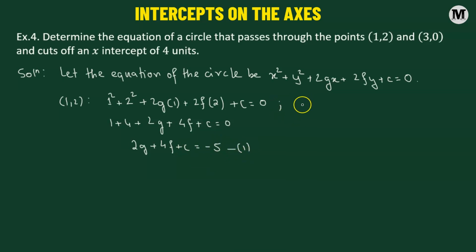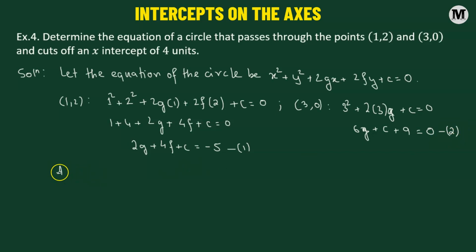Now the same circle also passes through the point (3, 0). So our equation is going to become 3 squared plus, y being 0, 2 times g times 3 plus c equals 0. Or simply put, we have 6g plus c plus 9 equals 0. We have replaced x with 3. So let this be equation number 2.